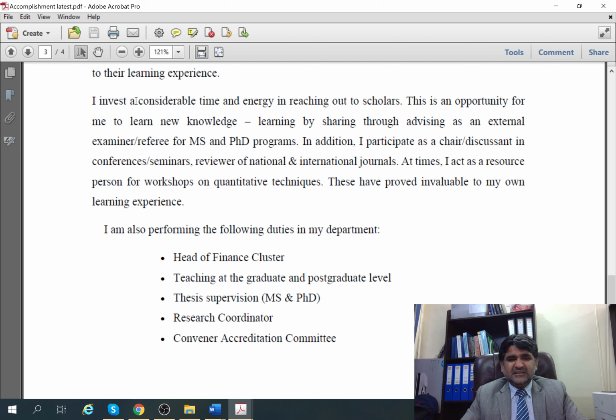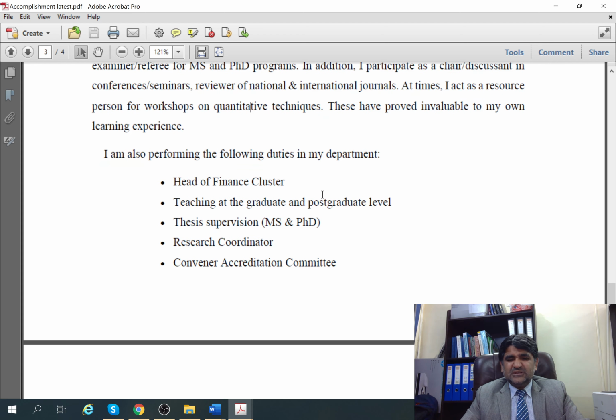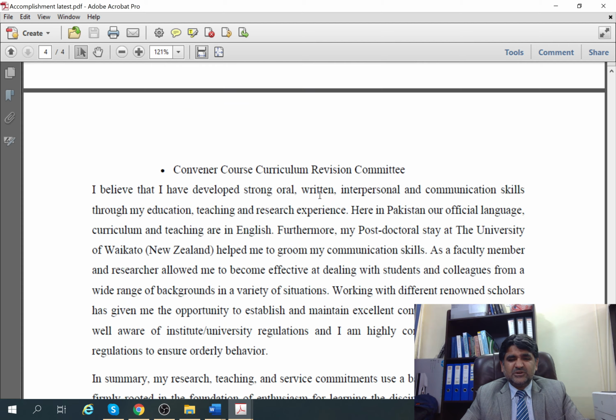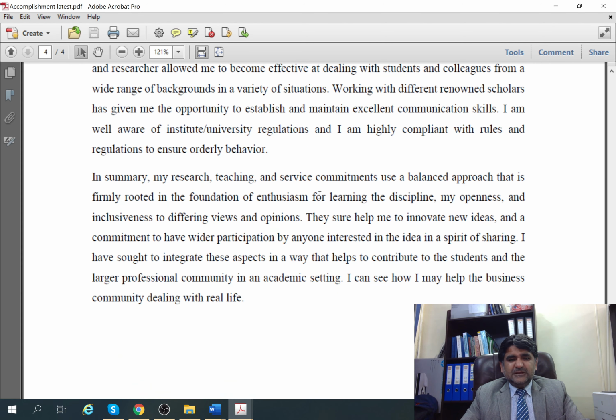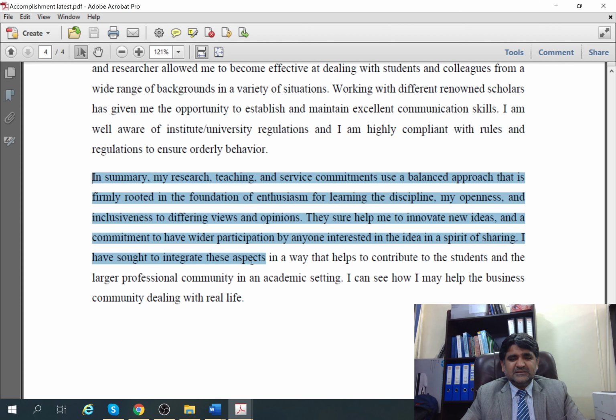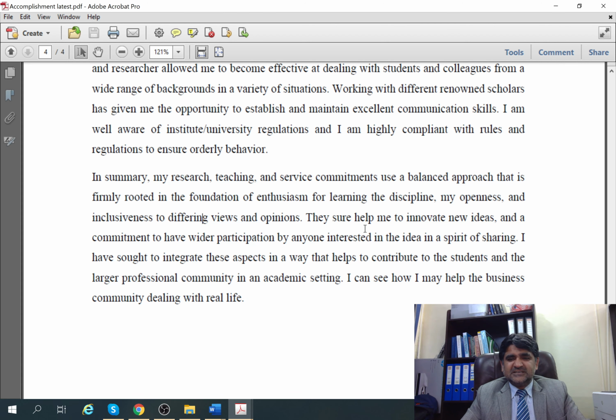Then here is about your services. What are your core duties in your current job as well as in your previous jobs. And in this last paragraph you can summarize your profile related to teaching, research and so on. It's an accomplishment statement. There are a lot of samples available on the net. You can take help from there.